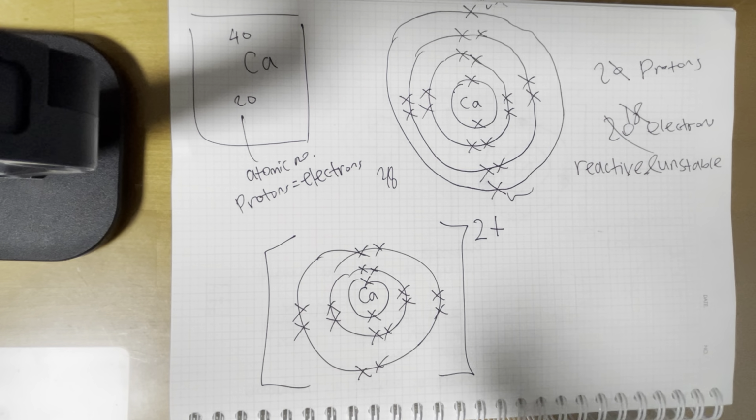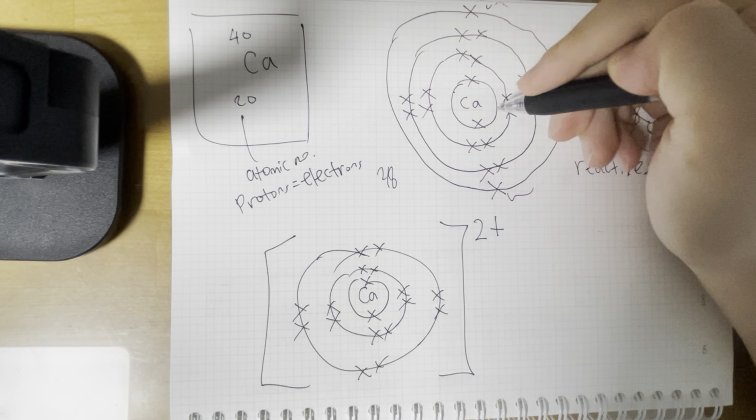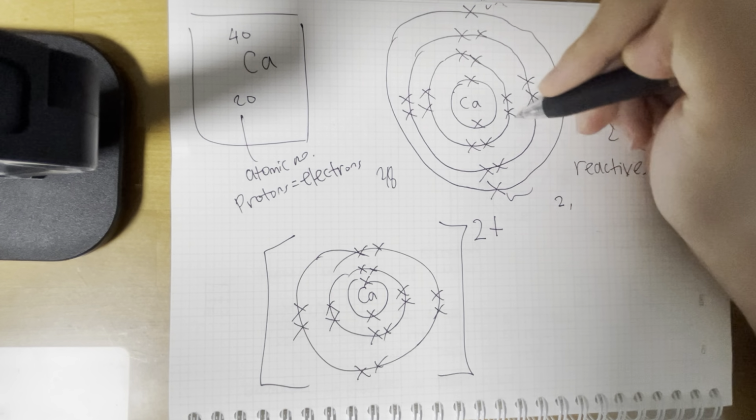That's pretty much all you have to know about these dot and cross diagrams and the arrangement of electrons in atoms. Just one more thing, you can be asked to write them in just number form. So in number form, we start from the inside. So 2, 8, 8, 2.